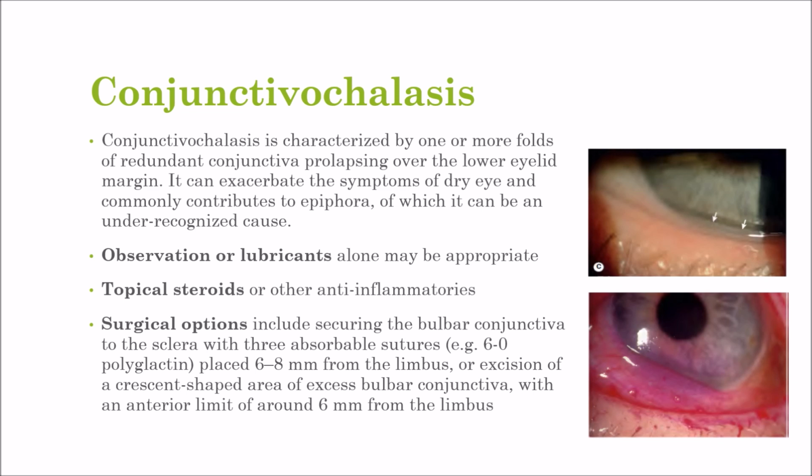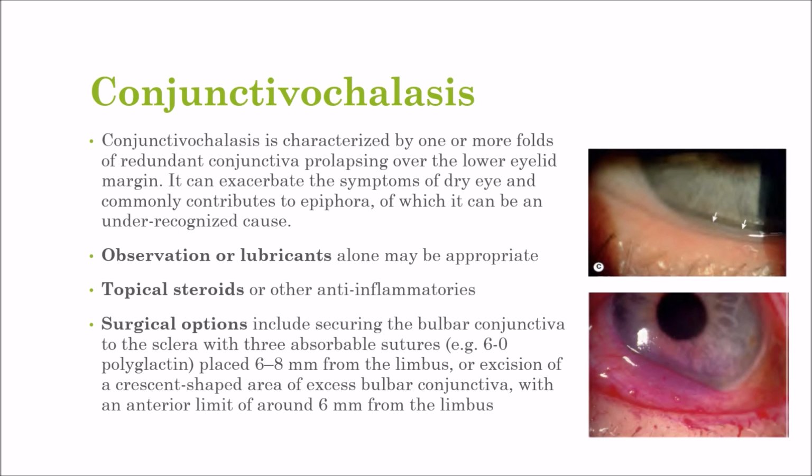Treatment is with observation or lubricants, and they alone may be appropriate. Topical steroids or other anti-inflammatory drugs can be used. Surgical options include securing the bulbar conjunctiva to the sclera with 3 absorbable sutures, for example 6-0 polyglactin, placed 6 to 8 millimeters from the limbus, or excision of a crescent-shaped area of excess bulbar conjunctiva with an inferior limit of around 6 millimeters from the limbus. Suturing the edges of the excised patch together or replacement with amniotic membrane have been described.